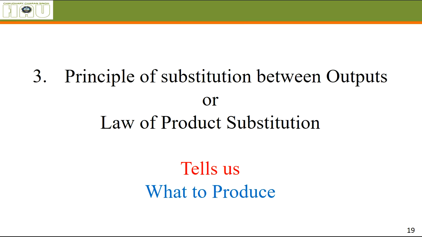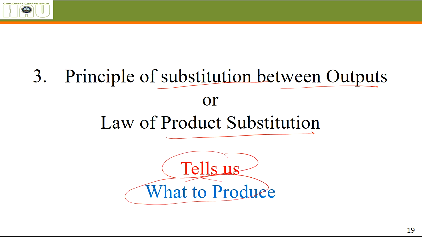So the third one is quite similar to the one we have just studied. That was the principle of substitution between inputs. This is the principle of substitution between outputs, also called the law of product substitution. It tells us what quantity of output, which combination of two goods, we should produce with our given level of resources to maximize our revenue.